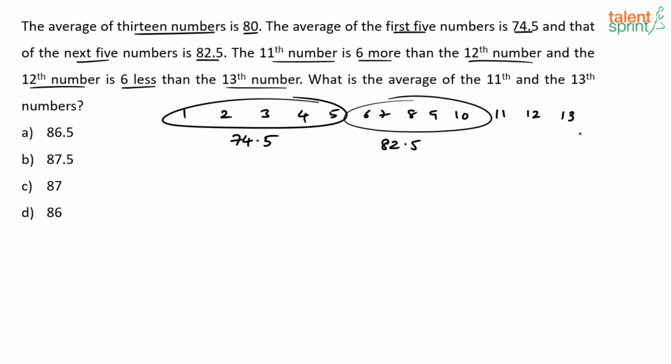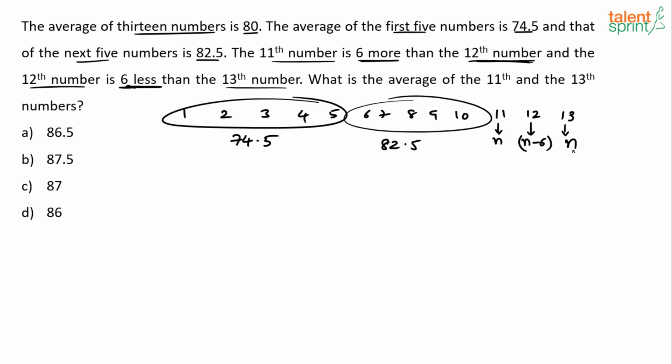Let's assume 13th number is n. If 13th number is n, what is 12th number? The 12th number is 6 less than 13th number. So if 13th number is n, 12th number will be n minus 6. And now come to the first part of this sentence. 11th number is 6 more than 12th number. What is 12th one? n minus 6. 6 more than this. So n minus 6 plus 6. 11th number will also be n.